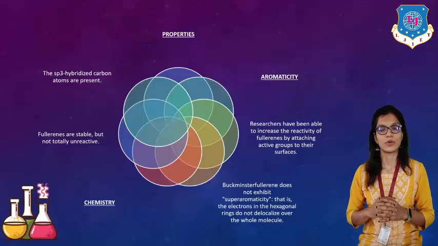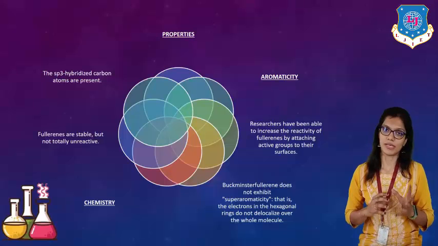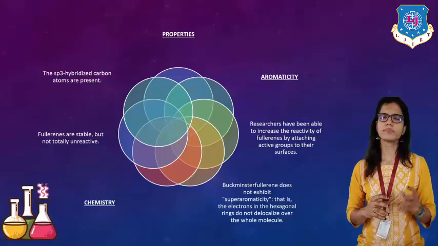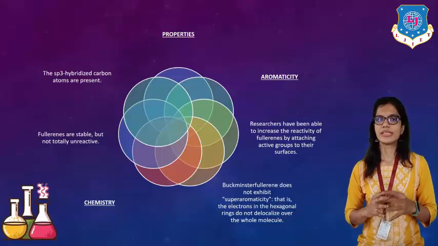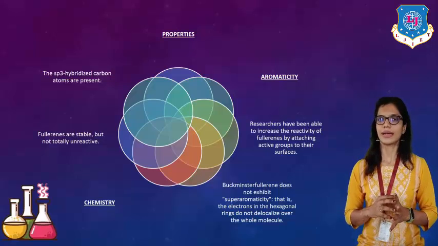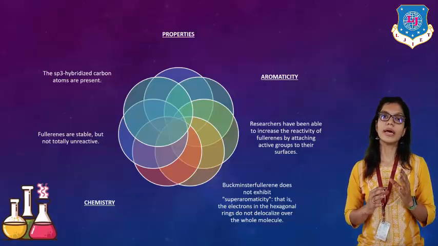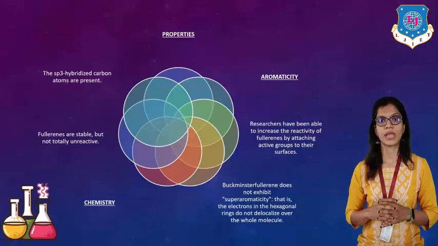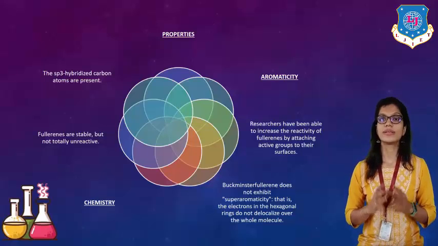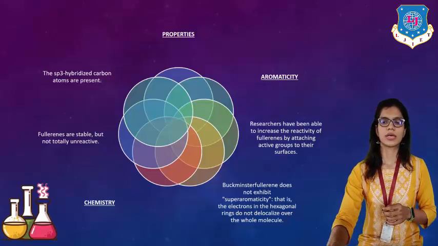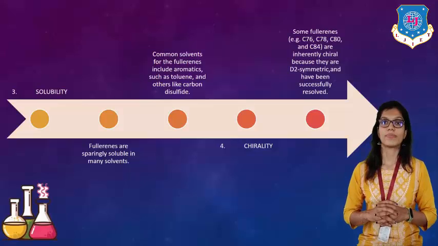Okay. Now, let's talk about the chemistry. What is the chemistry of fullerenes and fullerols both? So, fullerenes are generally stable but not totally unreactive. They are reactive in nature but only moderately reactive. Okay. The sp3 hybridized carbon atoms are present and because of it they also have very good strength. Right? This is about its chemistry.